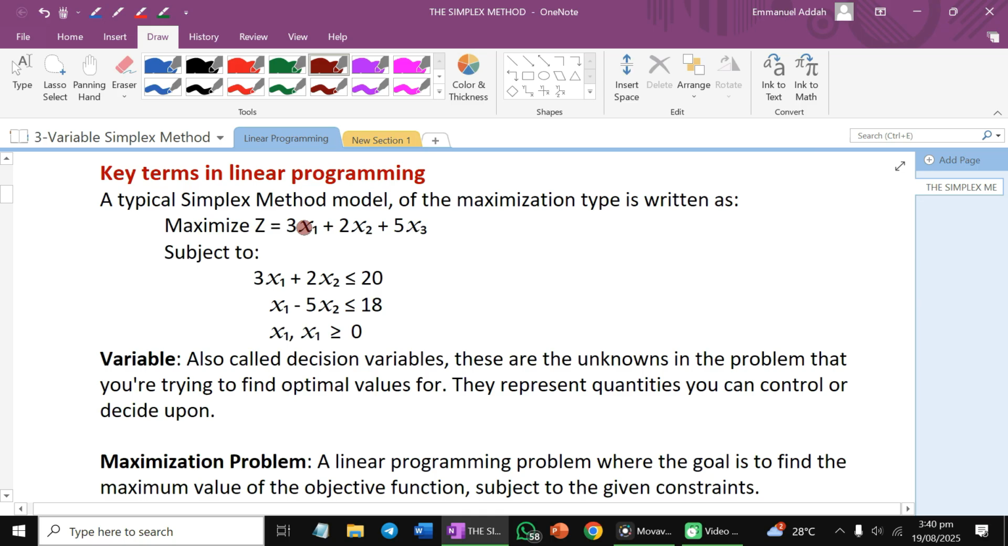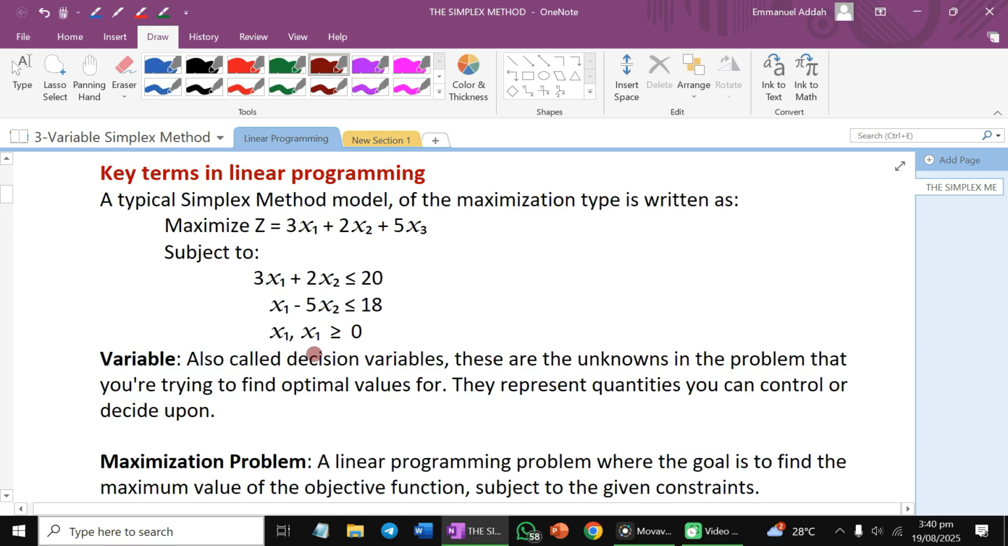A typical simplex method model of the maximization type is written as this. You have maximize z equals 3x1 plus 2x2 plus 5x3. These are variables, subject to this. This is a constraint. This is a constraint. Then you have this last point, called the non-negativity constraint. That means all your variables must be greater than or equal to 0.